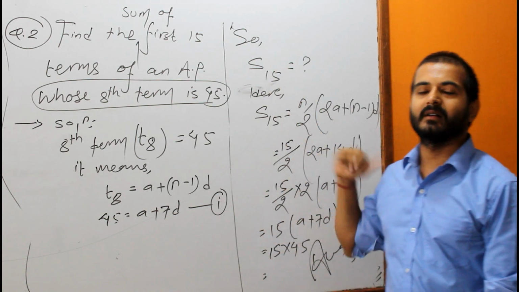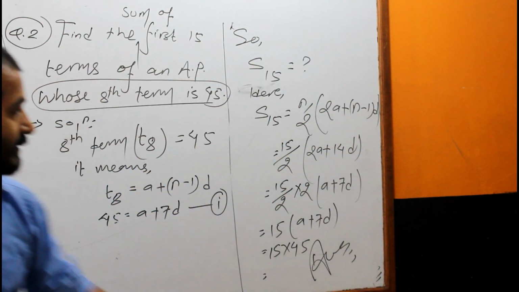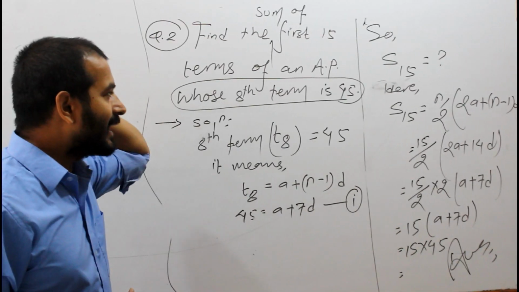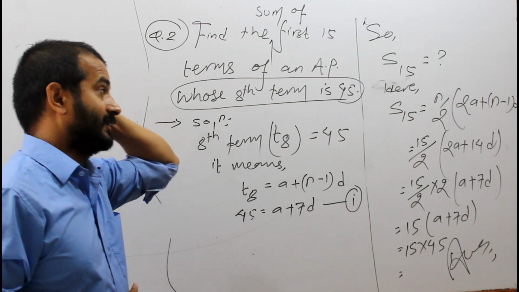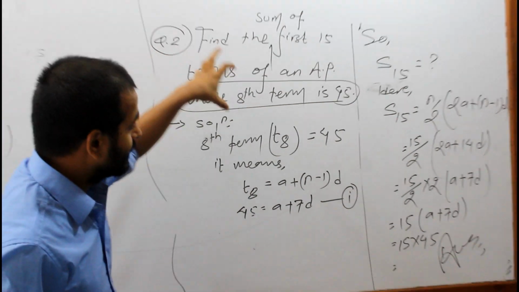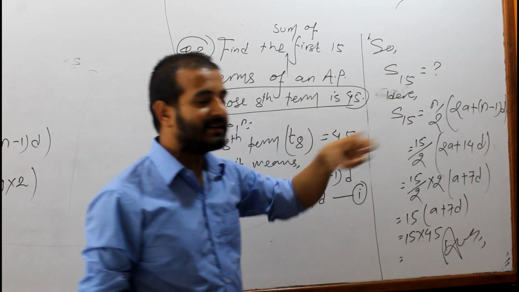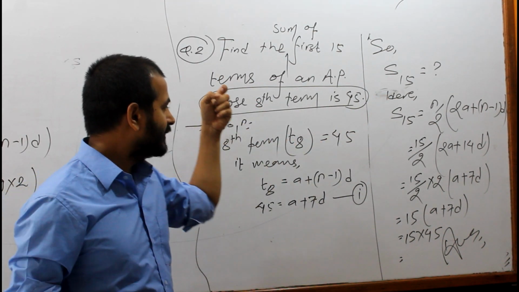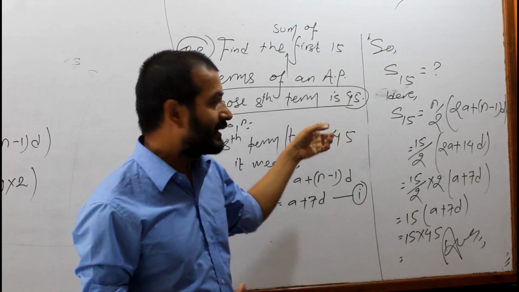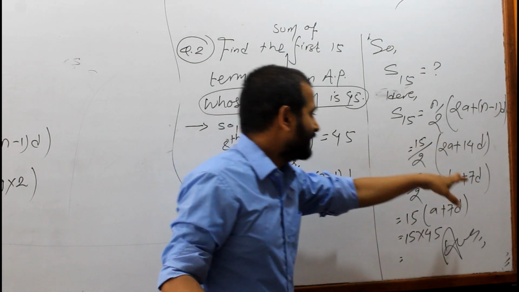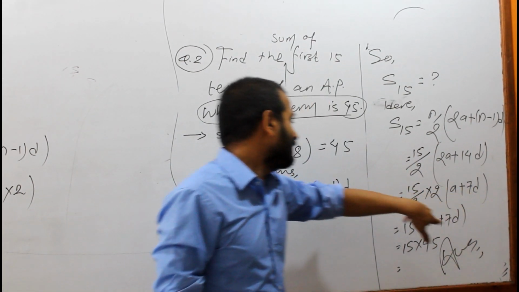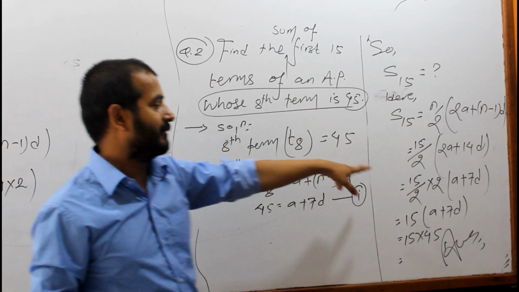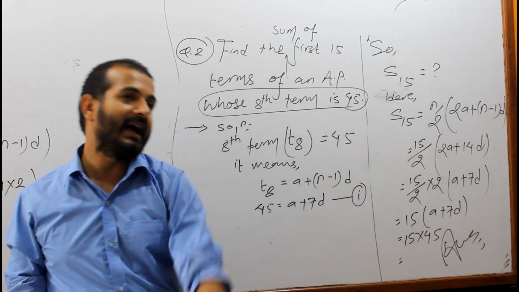Look, it is short and quick, but it carries mind work. That is why it is short, but still it carries more marks in the examinations. Many people get stuck here, but now we can use the combined value of a plus 7d, which is 45, and you can get the answer.